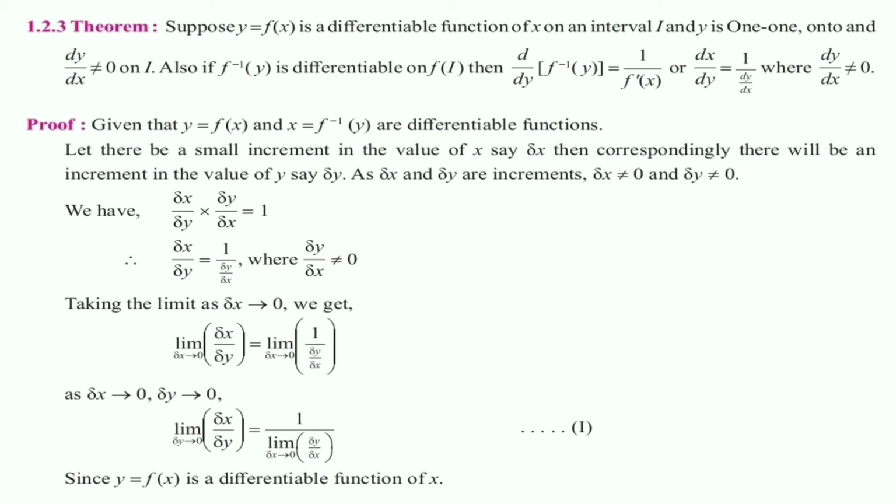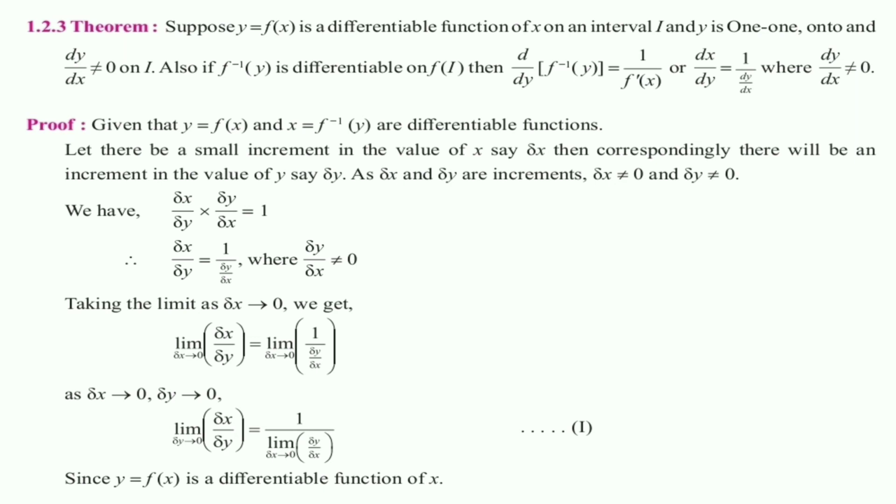Proof. Given that y equal to f of x and x equal to f inverse y are differentiable functions, let there be a small increment in the value of x, say delta x. Then correspondingly, there will be an increment in the value of y, say delta y. As delta x and delta y are increments, therefore delta x not equal to 0 and delta y not equal to 0. We have delta x upon delta y into delta y upon delta x equal to 1. Therefore, delta x upon delta y equals 1 upon delta y upon delta x, where delta y upon delta x not equal to 0.